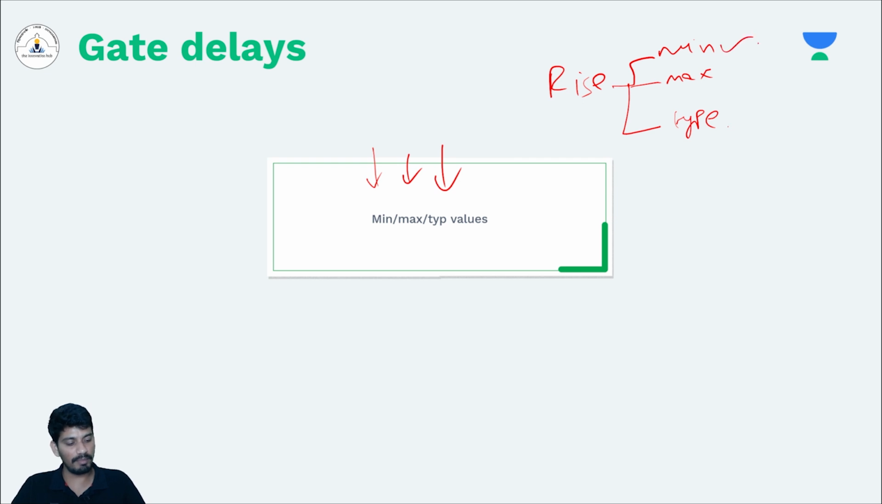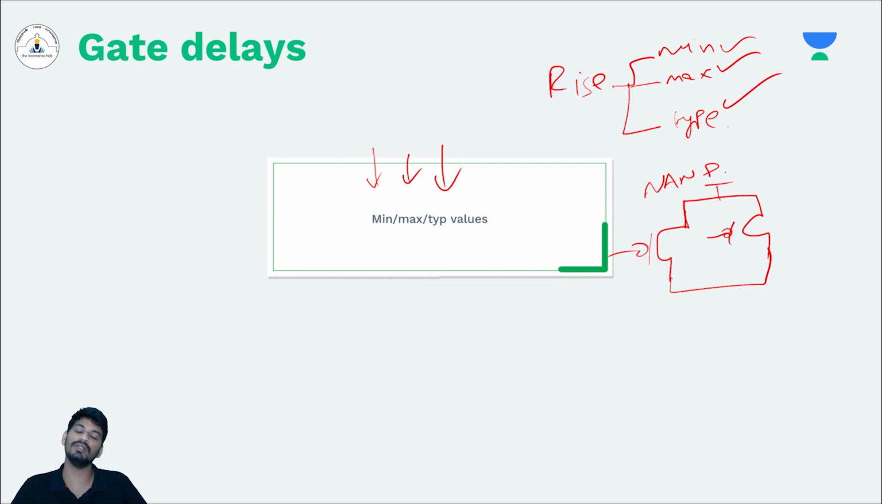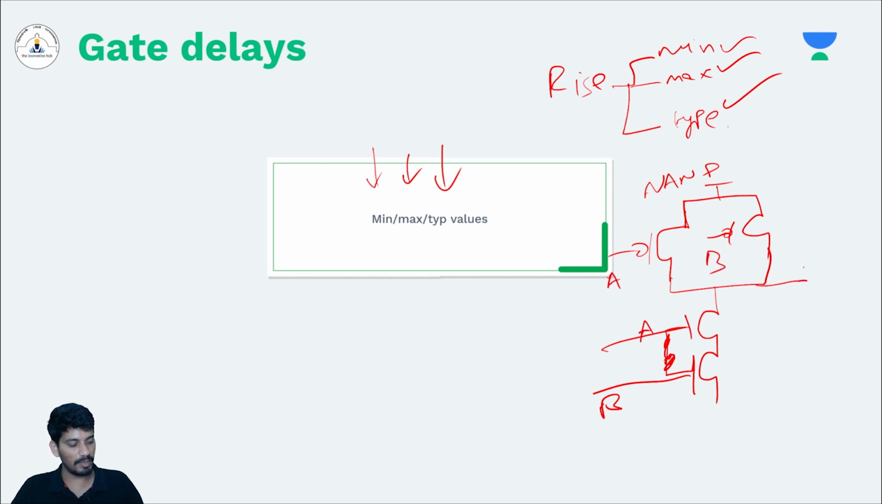Why do we have minimum, maximum and typical for rise and fall? Let's take an example of a NAND gate using PMOS and NMOS, that is CMOS, right? I will explain how to draw the gates in switch level modeling, but as of now, consider a circuit like this. Let's say this is A, sorry, and this is B, two inputs A and B, and this is my output Y.